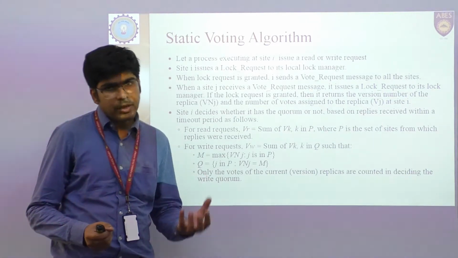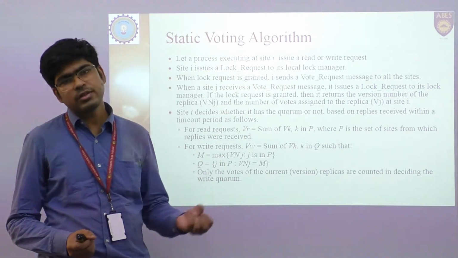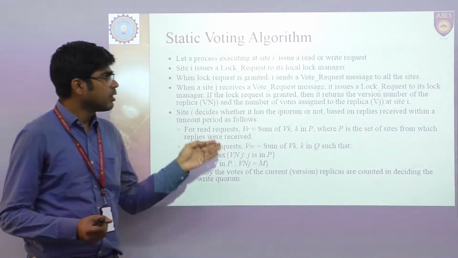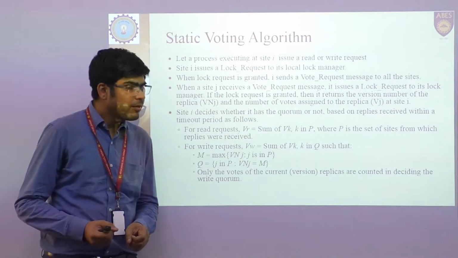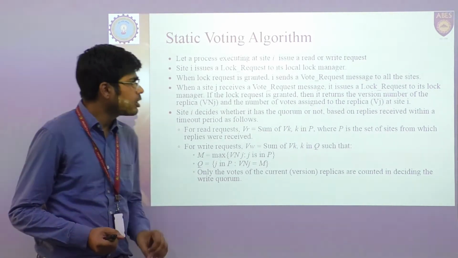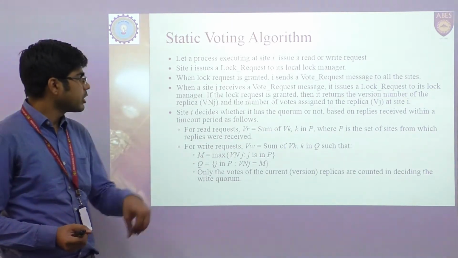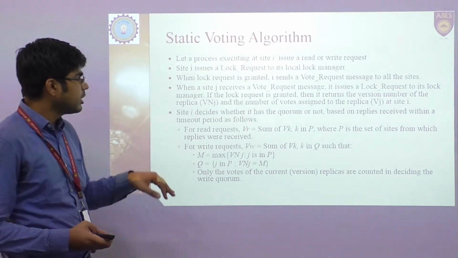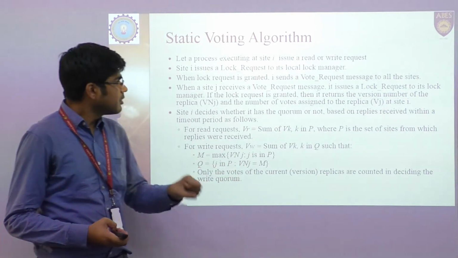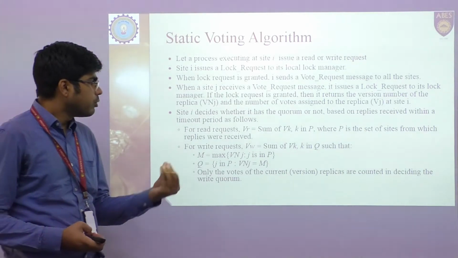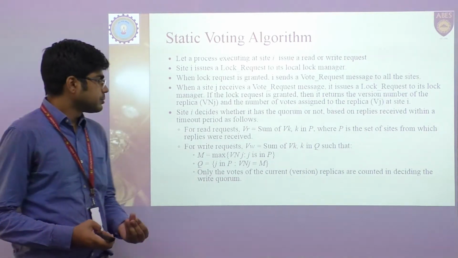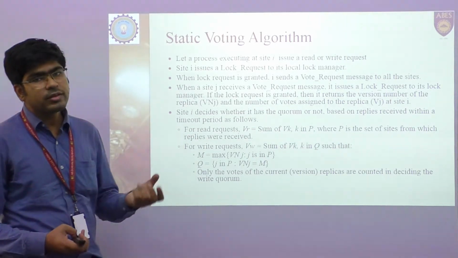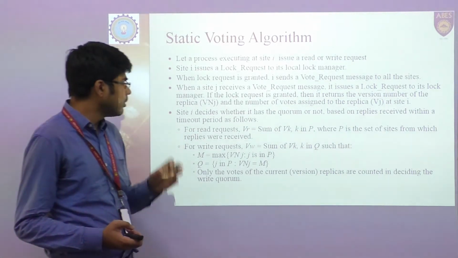Initially, a local manager will be requested, and once the request has been approved by the local manager, the vote request will be sent to all the sites. Whenever a particular site J receives a vote request, it issues a lock request to its local lock manager. When it is granted, it will return a version number of the replica and the number of votes that it can provide.